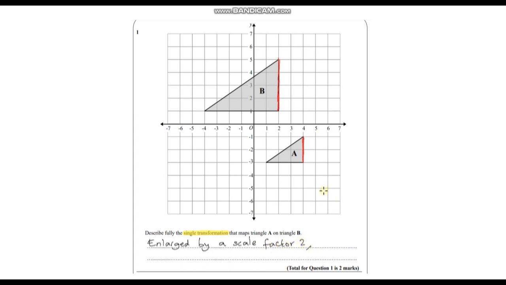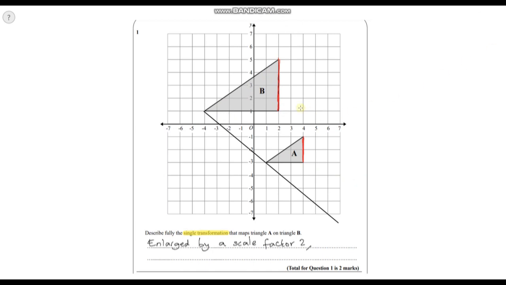And now we need to say where the centre of enlargement is. And for this, you should get your ruler out and draw some lines that go from corresponding points. So if we pick the bottom left-hand corner of the large triangle and draw a line through the bottom left-hand corner of the small triangle. Okay, I'm going to make that a bit thinner. There we go. And now we do that for all of our points, all of our vertices.